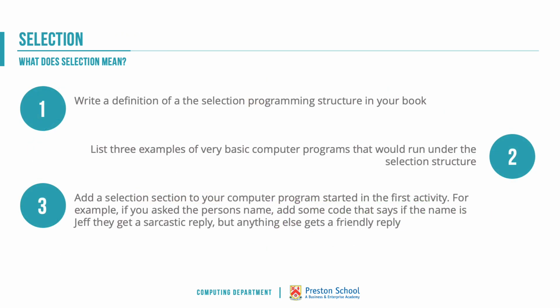So the same activity as before, but this time with selection. I'd like you to make sure you've got a definition down. I'd like you to write three examples using pseudocode or OCR exam reference language. I'd then like you to pick one of those and program it in Python. For example, you could ask a person's name, and if they say Jeff, they get a sarcastic reply, but anybody else gets a friendly reply. Pause the video at this point, have a go at that activity.